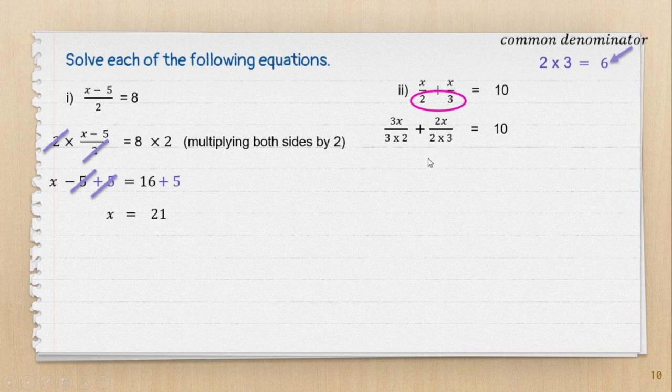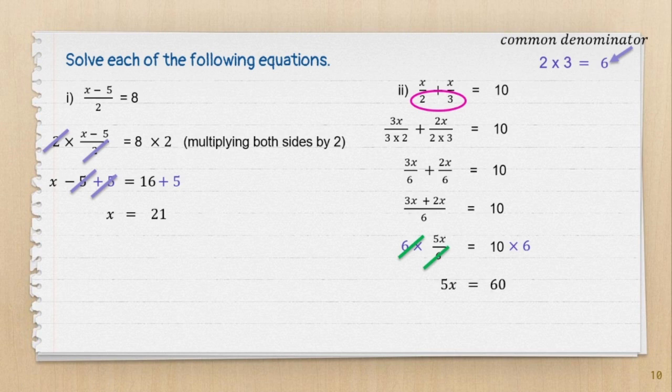Then we obtain 3x divided by 6 plus 2x divided by 6 equals 10. The common denominator is 6. Then we obtain 5x divided by 6 equals 10. Then again make x the subject like this. Then the final answer is x equals 12. Now you can do your exercises 15.1 and 15.2.